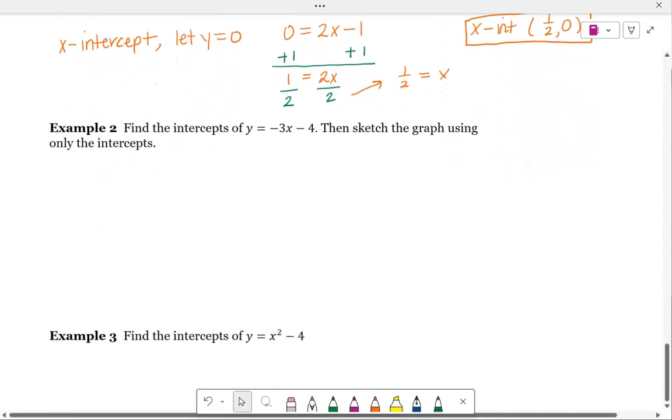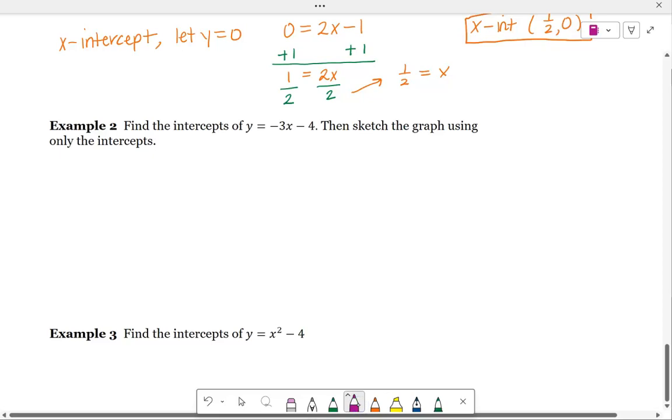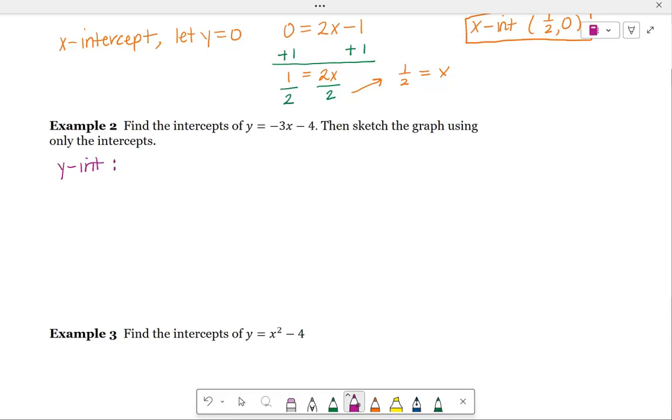All right, in our next example, we'll do the same thing. Let's start by finding our y-intercept. So we'll let x equal 0. y is -3 times 0 minus 4, which looks like -4. So our y-intercept here will be 0, -4.